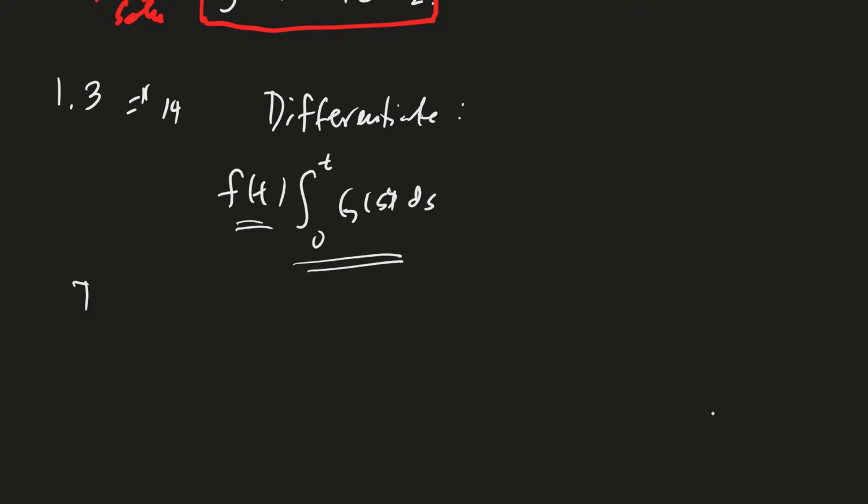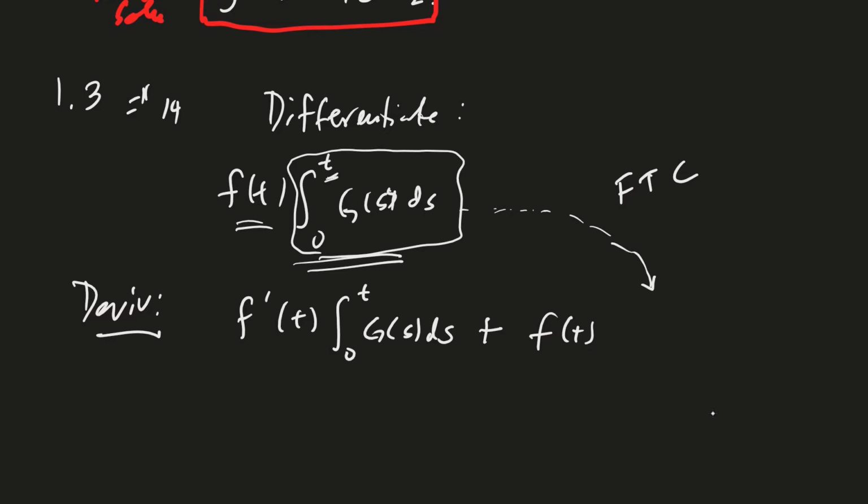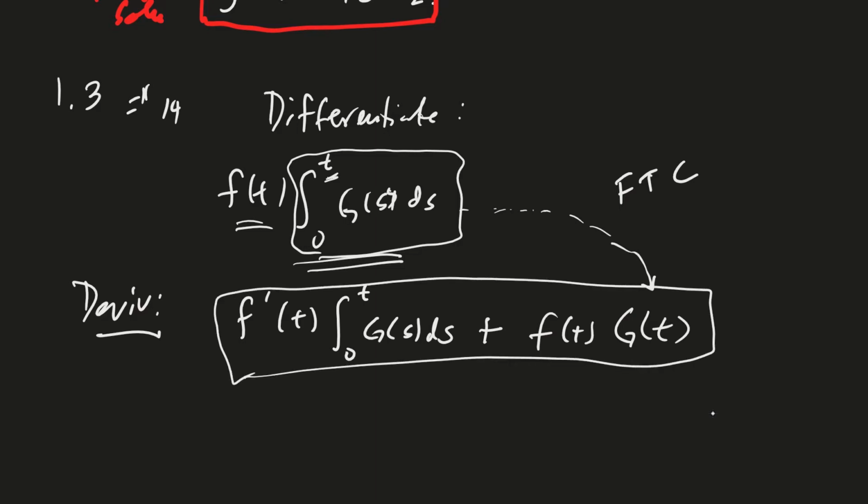And so the derivative will be f prime of t times our integral. Now remember, this is a function of t, right? Because the t is up here. Okay, so that is a function of t, plus f of t. And now I need the derivative of this. Do we remember what that is? The Fundamental Theorem of Calculus says that that is just g of t. Good, so this is the derivative of that expression. And that's what we needed to solve number 14.